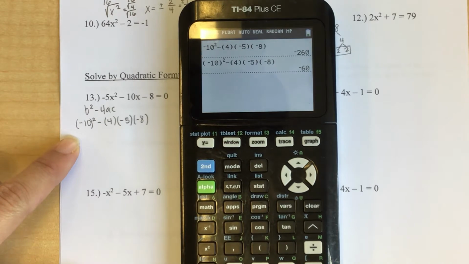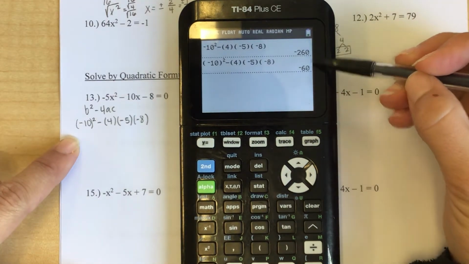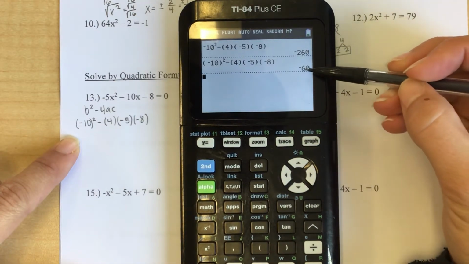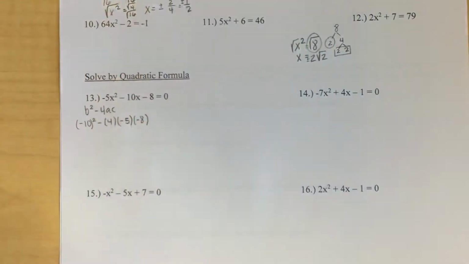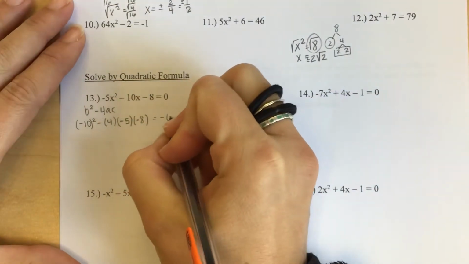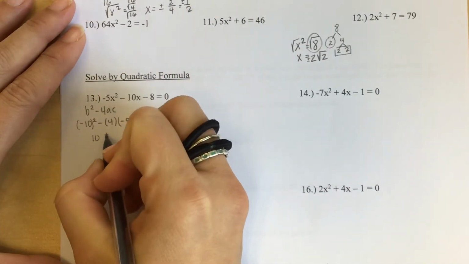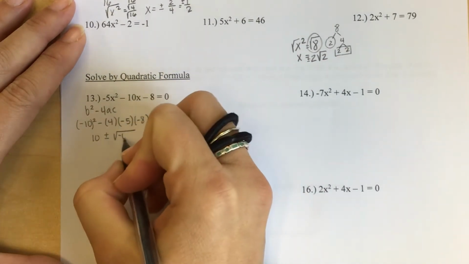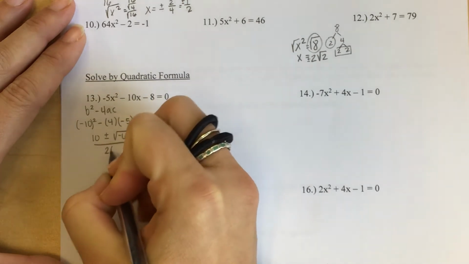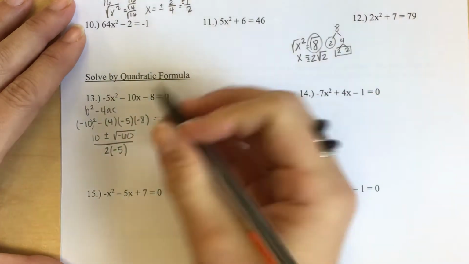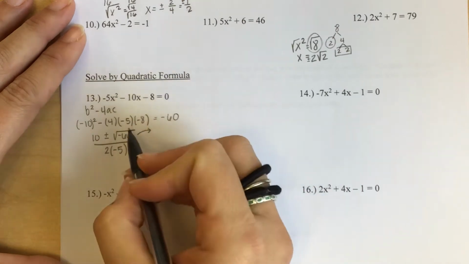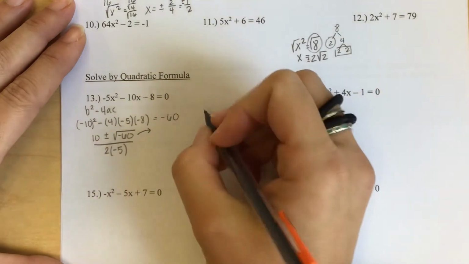Notice now I get negative 60. This one is the correct way, this one's the incorrect way. So I have negative 60. So now I do negative b, so that's 10 plus or minus the square root of negative 60 all over 2 times negative 5. So now I need to simplify the negative 60 under here.